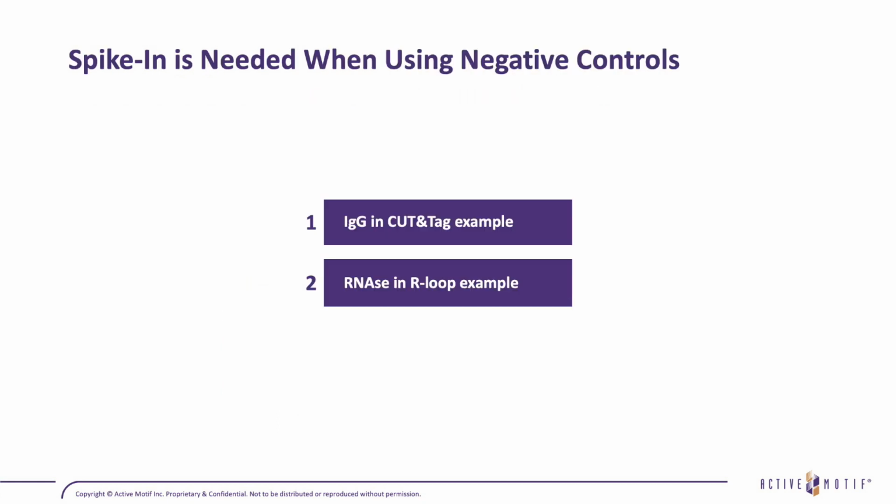In the next section, I want to show a couple of surprising examples where spike-in applies to negative controls. In the first example, we're going to look at IgG as a negative control in CUT&Tag. And in the second example, I'm going to show an RNase treatment as a negative control for our CUT&Tag-based R loop system.